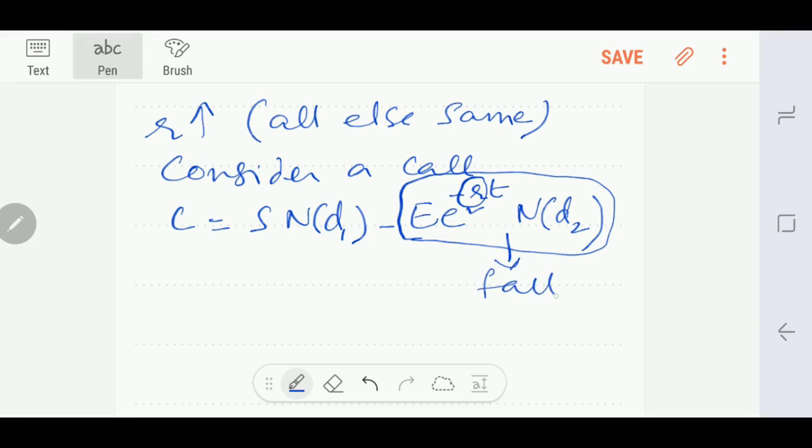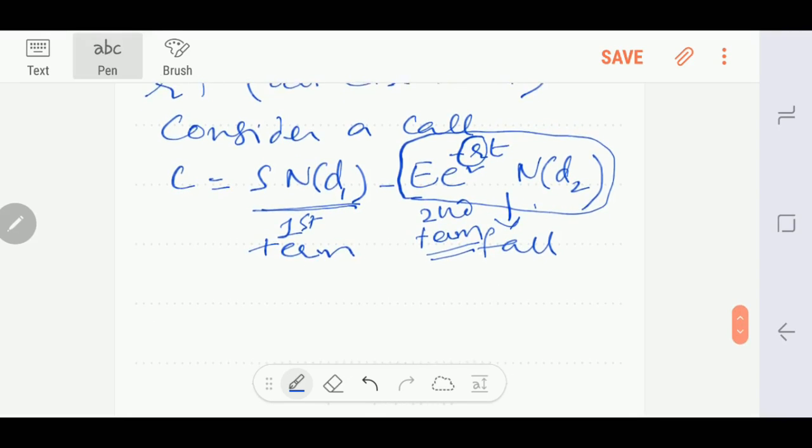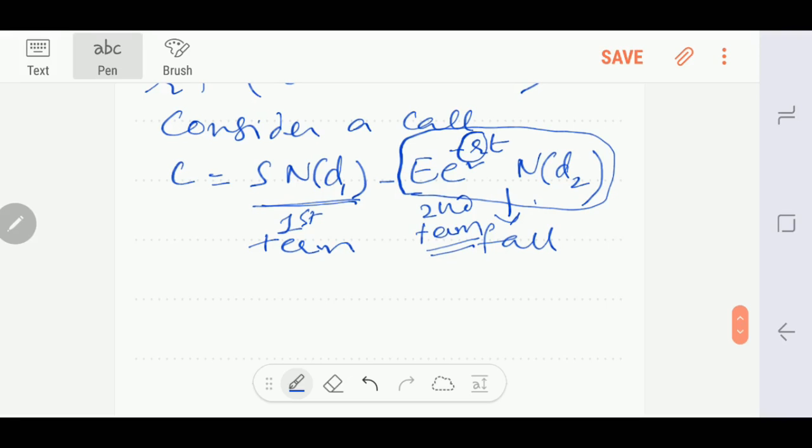Isn't that so? So once this value falls, we will be subtracting a smaller amount from the first term. This is the first term, this is the second. So if the second term falls, then we are subtracting that much lesser from the first term. So what is the result? What will happen to the value of a call? The value of a call will increase in response.